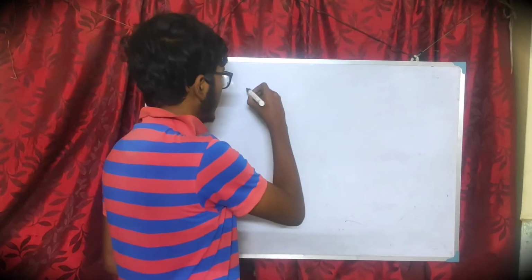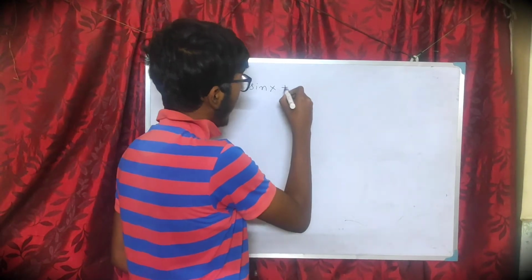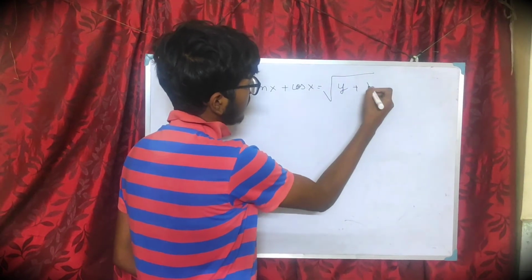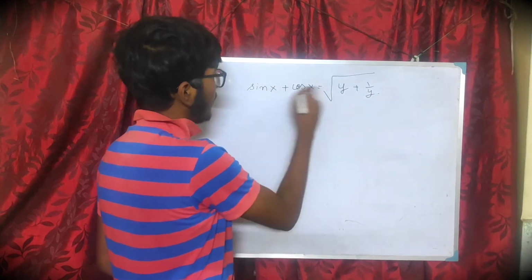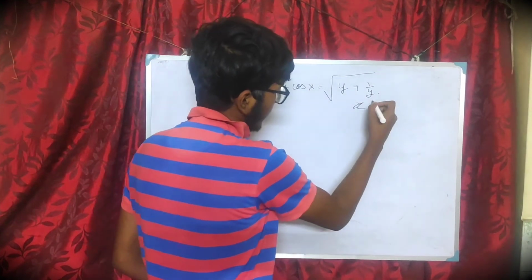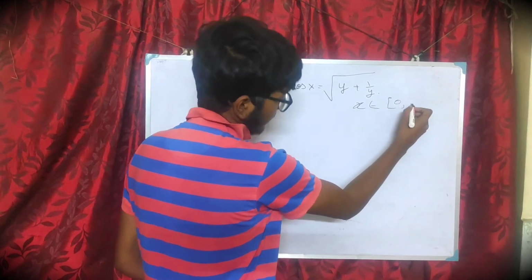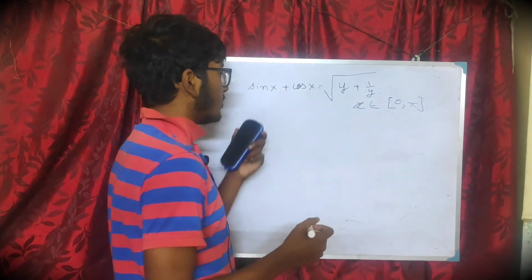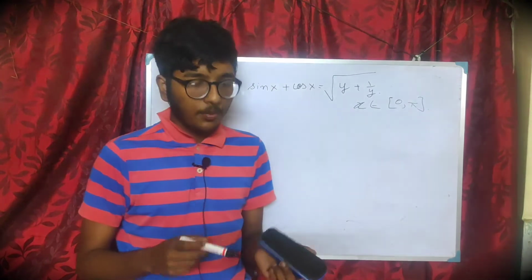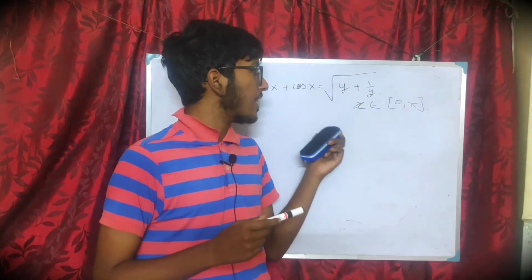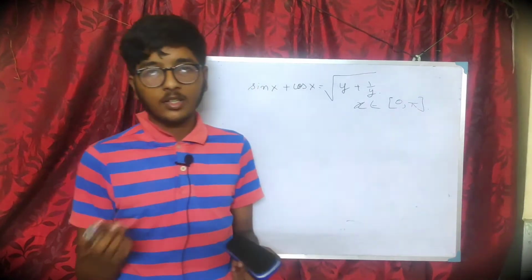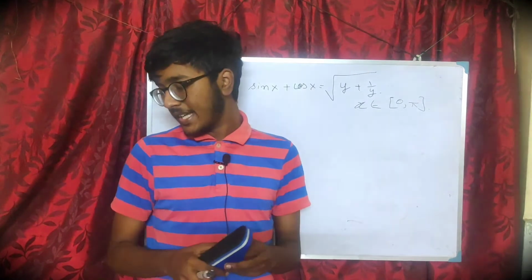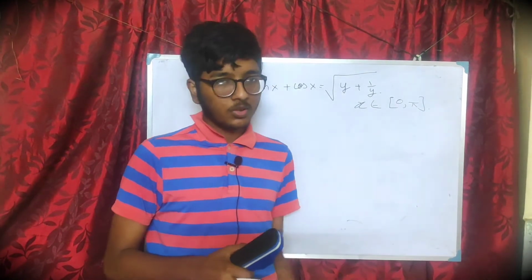So the problem was like this. Find the value of x, and some range was given, for example x belongs to 0 to pi. It could be anything. Basically we have to find the value of x for which this is satisfied. It looks like a Diophantine equation where you have two variables and just one equation, so it seems seemingly impossible to solve this question.